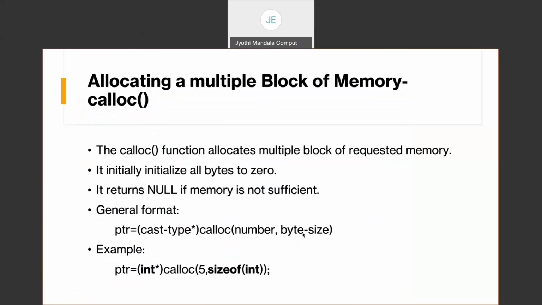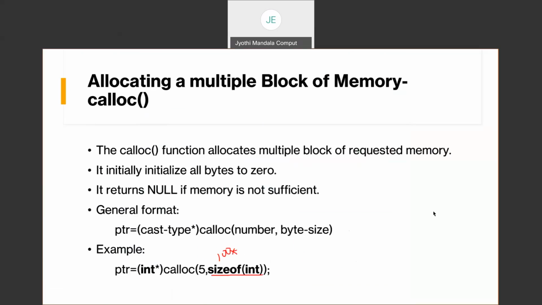Next one is calloc. The main difference between malloc and calloc is that malloc will allocate only one block of specified number of bytes, whereas calloc will allocate multiple blocks of requested memory. In the earlier case we used to write sizeof int, like we can write 100 into sizeof int. If you write 100 into 2, that is 200 bytes of memory will be allocated.